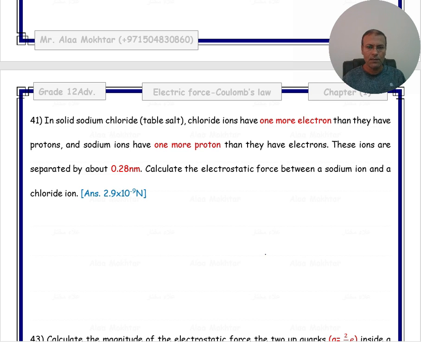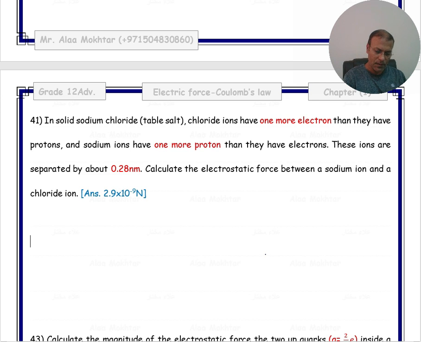In sodium chloride table salt, the chloride ion has one more electron than it has protons. As you know, if the number of electrons is greater than the number of protons, it means it's a negative ion. What about if the number of protons is greater? If the protons are greater than electrons, it means a positive ion.